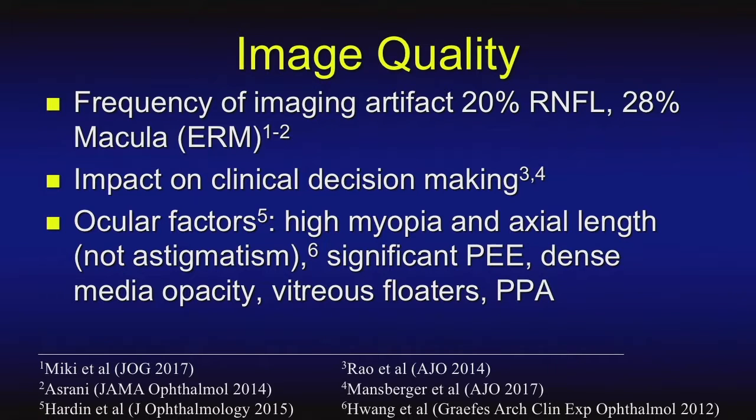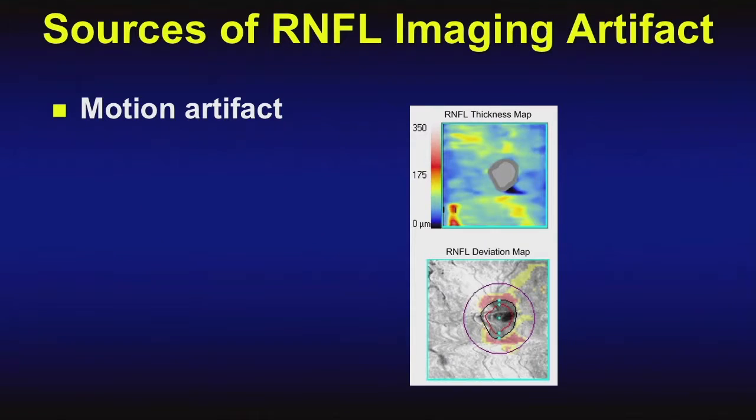This happens to be a very, very common occurrence, and this is data from Sanjay Asrani that showed the frequency of imaging artifact is common and affects imaging, it affects our clinical decision making. You might see in as many as 20% of the nerve fiber images some degree of artifact, and much more in macula, particularly in those eyes that have a macular pucker. There are a number of ocular factors that will contribute to this: high myopia, interestingly not astigmatism, but increased axial length, significant punctate surface disruption, mediopacification, vitreous floaters, and so on.